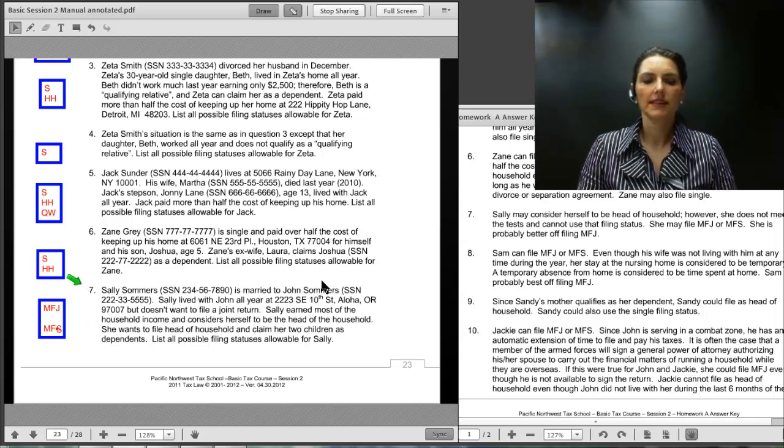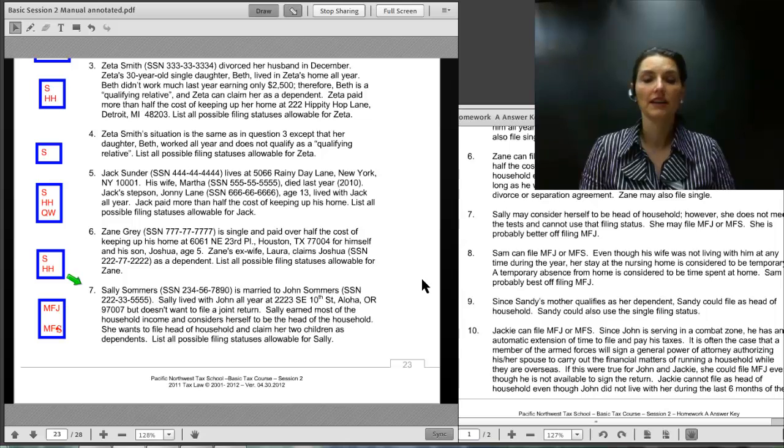Number 7, Sally Summers is married to John Summers and lived with John all year, but doesn't want to file a joint return with him. Sally earned most of the household income and considers herself to be the head of the household. She wants to file head of household and claim her 2 children as dependents. What are the possible filing statuses available for Sally? Well, head of household is not one of them.